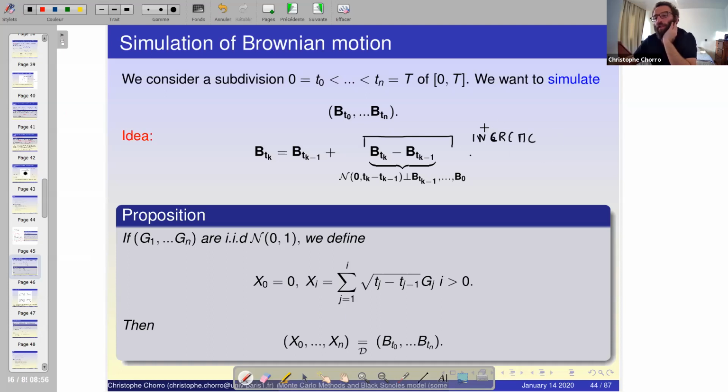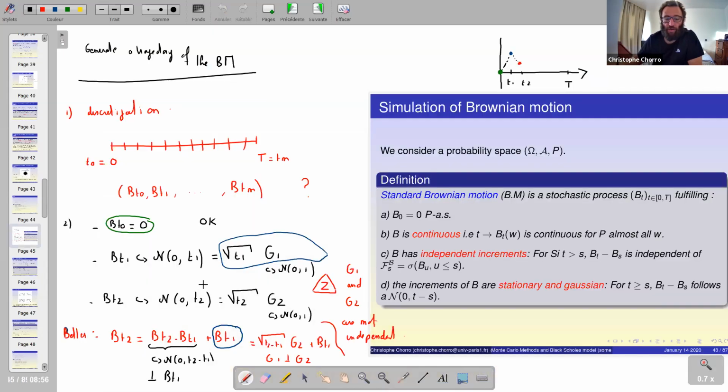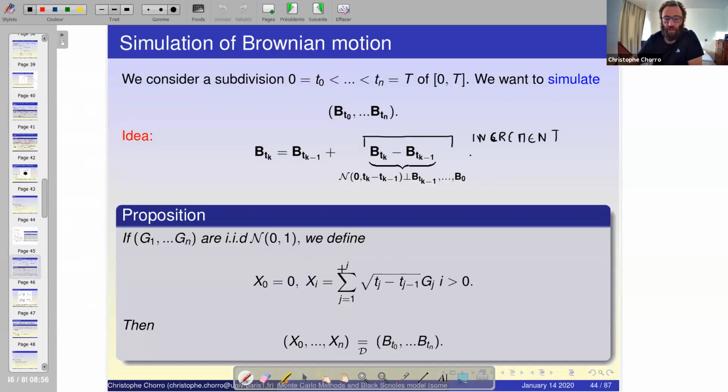Because I know that the Brownian motion has an independence property concerning increments. And then the proposition I have written here is exactly what I have explained here, the way to build a Brownian motion step by step from independent N(0,1). The proof of this proposition is just explained in my steps here, so have a look at it.